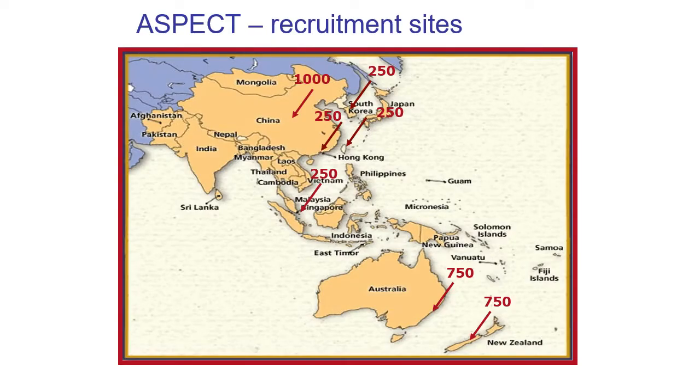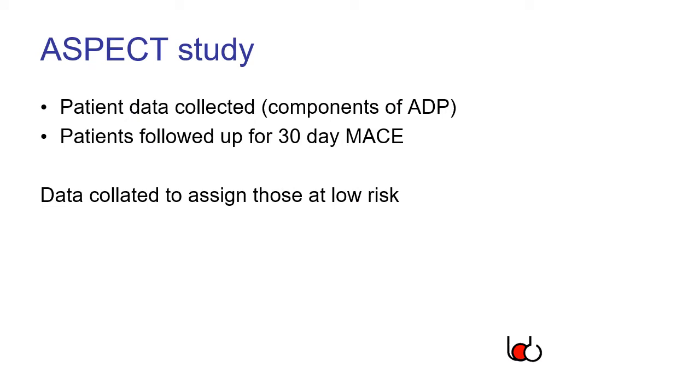This is really just to indicate that many countries in the Asia-Pacific region were involved in this study, and I apologize if I've missed any or got the numbers incorrect, and I expect I may be talking to a good number of the investigators tonight. So patient data were collected, the various components of the ADP, and patients were followed for up to 30 days for MACE, that is major adverse cardiovascular events, and the data collated and analysed to assign those at low risk.